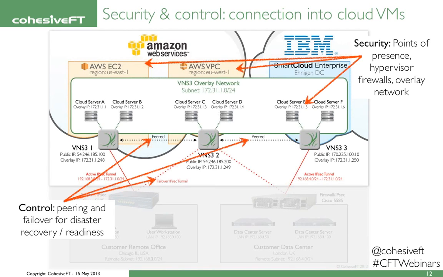And finally, looking at the top layer, you'll notice that this is the cloud layer where your VMs sit. Security here is provided by the cloud vendors in each point of presence, with features such as security groups and hypervisor firewalling. In addition, the VNS Cubed overlay network features encrypt all the data in motion between the cloud servers by using SSL. Control here is provided by using VNS Cubed's peering features and IPsec VPN failover features.